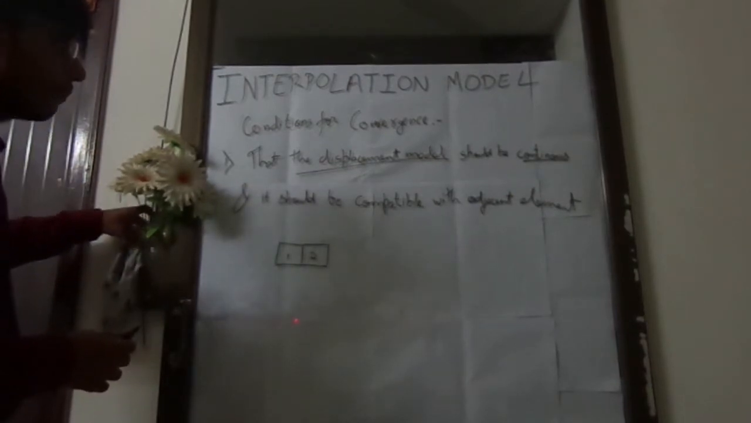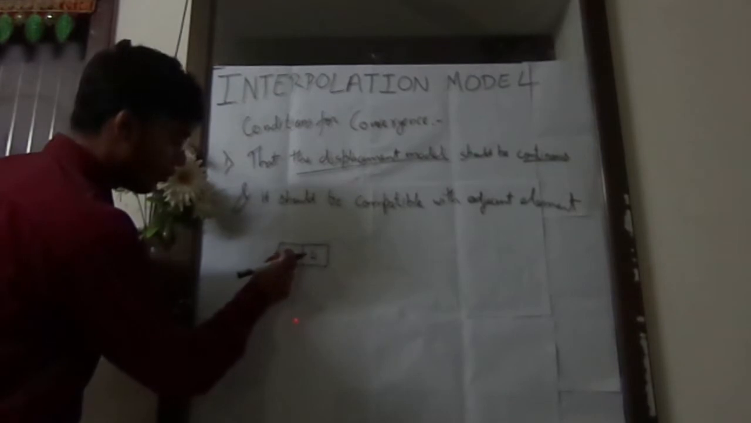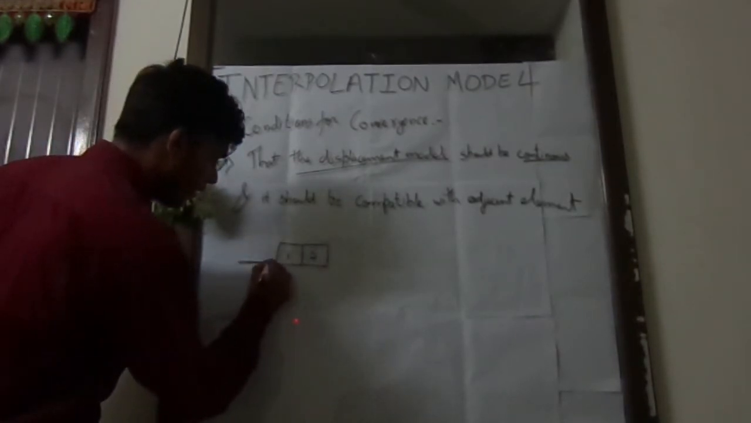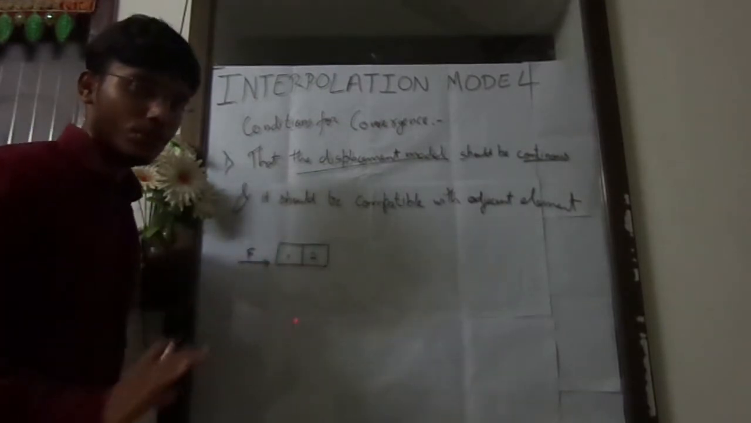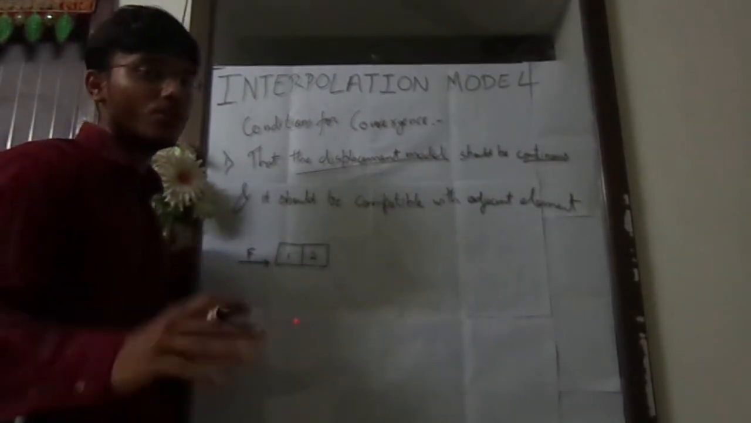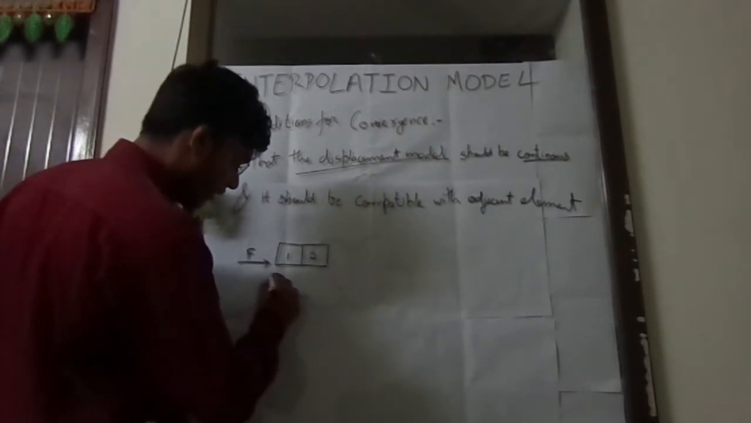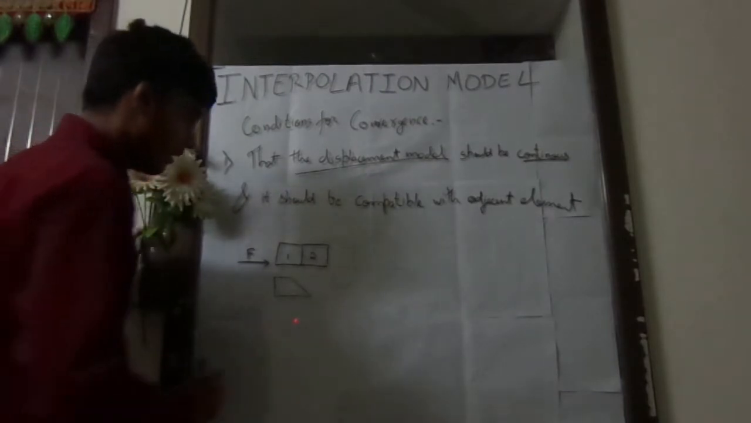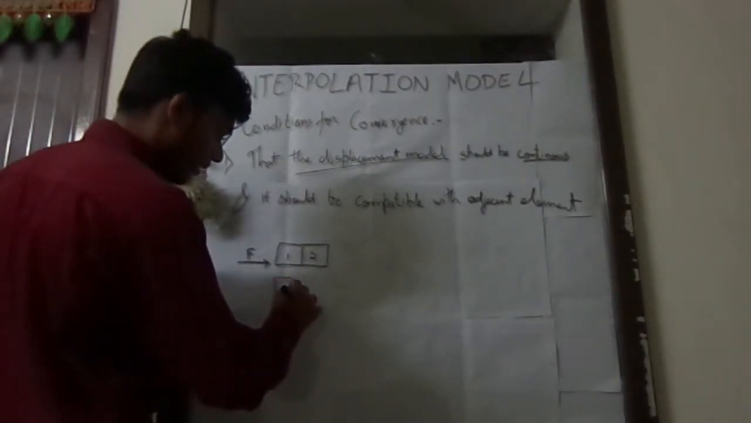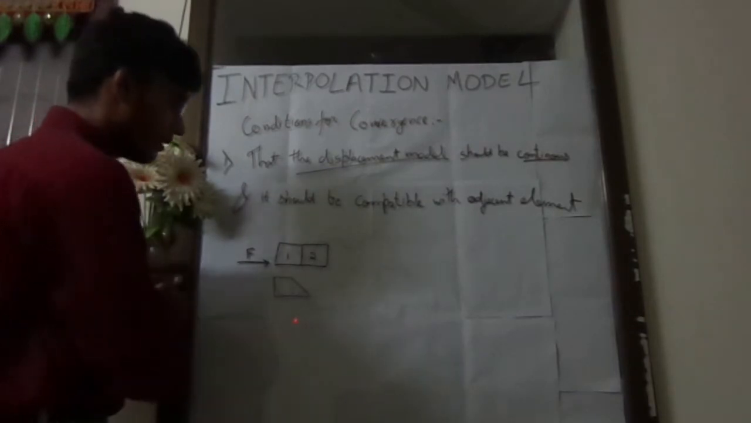So these are the 2 elements you can see, and compatible with adjacent element means, see, this is the first element, so I am going to focus on the first element. If I am applying a force on the first element, then for sure the first element is going to displace or deform. Let's say it is going to deform like this. Now it was like this and it has deformed because of that force, like this.